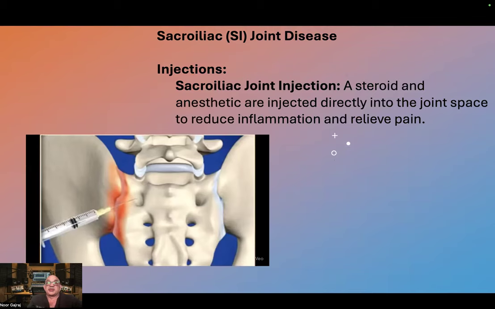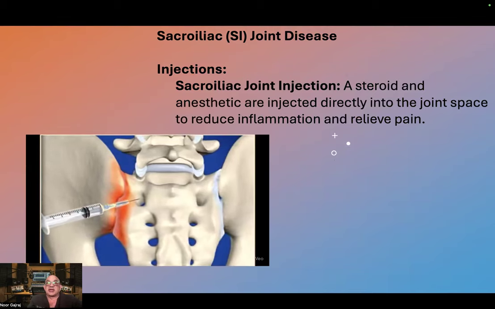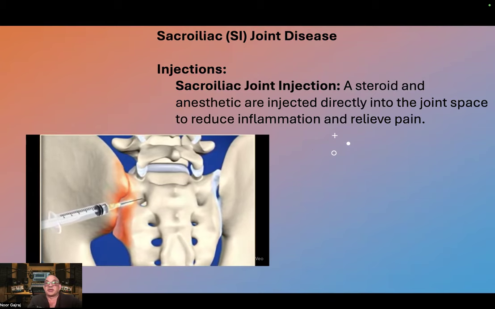Injections: sacroiliac joint injections. A steroid and anesthetic are injected directly into the joint space to reduce inflammation and relieve pain.